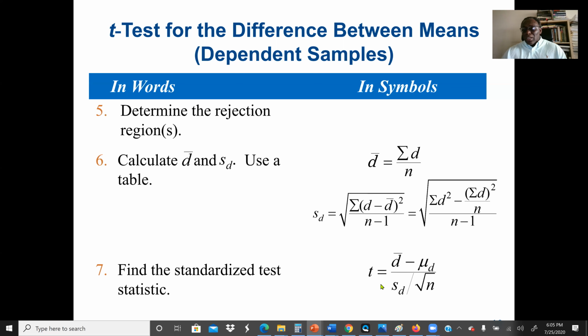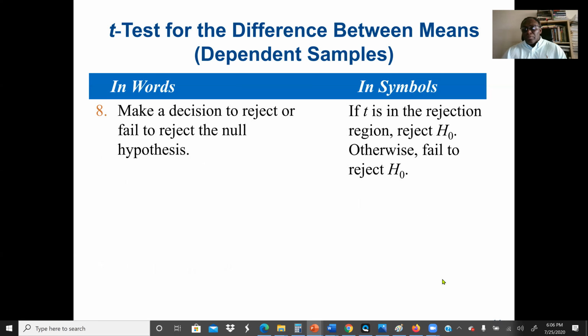So now we can find the T, and the T will be the standardized test statistic. It will be the D bar minus mu D over the standard deviation SD divided by the square root of N. Again, this is more or less like the standard error for the sample. So it will be D bar again minus mu D. Then we know the T value.